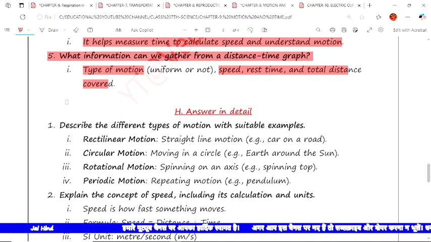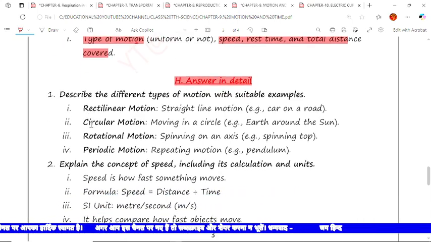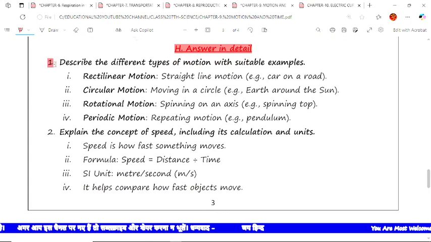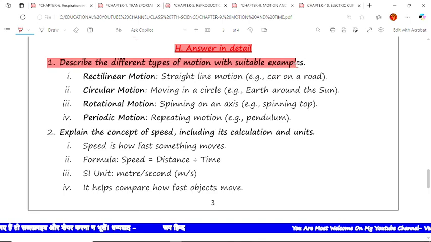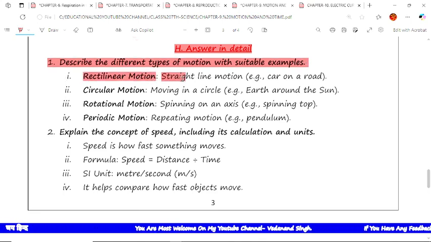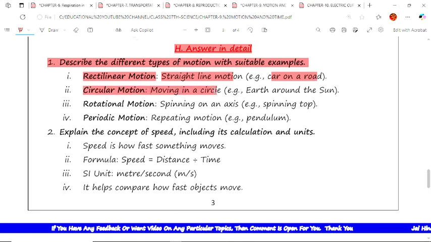Now the next part is: answer in detail. See, the questions are here and we have to write the answer in detail. The first question is: describe the different types of motion with suitable examples. The first is rectilinear motion, motion in a straight line. An example is a car moving on a road. Now the next is circular motion, when an object moves in a circular path. An example is the earth moving around the sun.